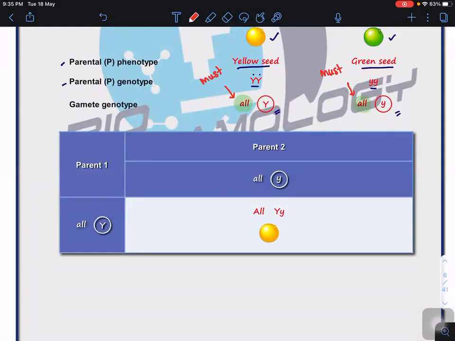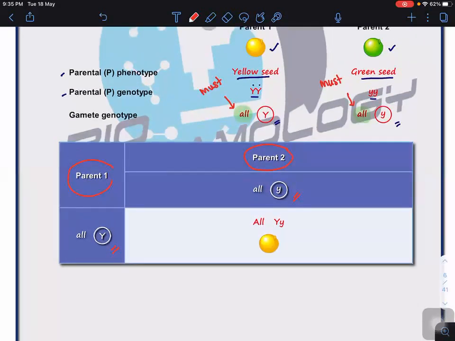So we have parent 1, so all big Y allele. Parent 2, all small y allele. So can you see that? Another thing is gamete must be circled, yeah, guys.